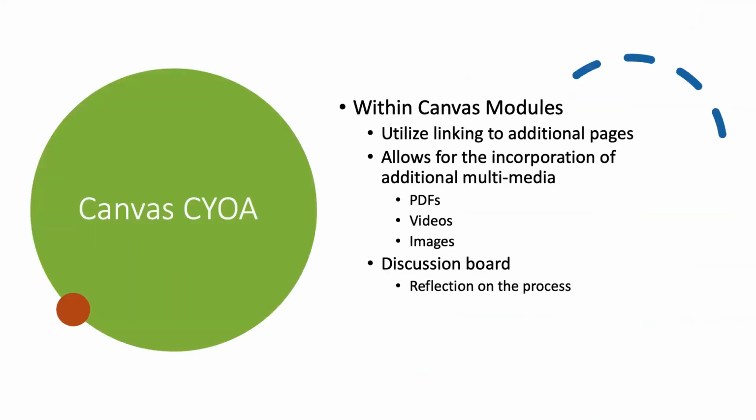So within Canvas, I like to use the modules feature. It could work just using pages, but I like the modules feature more for me to keep myself organized and keep everything together. You utilize the linking option to multiple pages, and I'll go over all of that. What I really like is the incorporation of multimedia. So being able to put in specific PDFs.